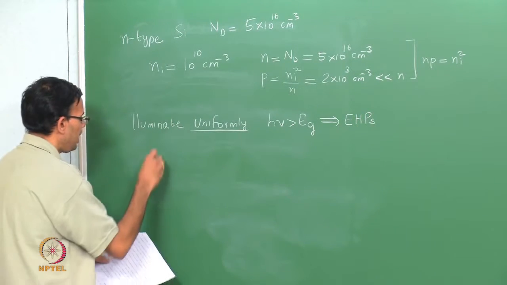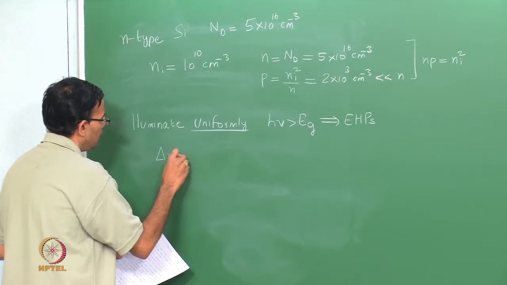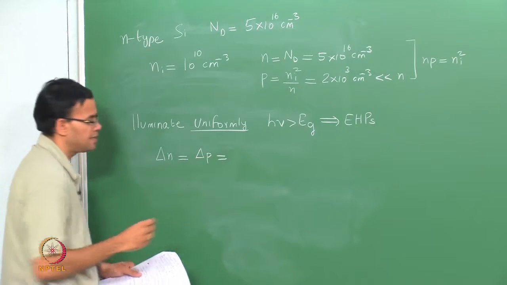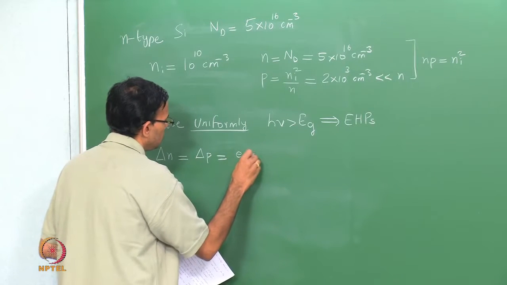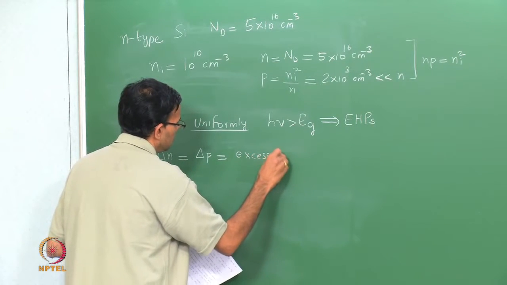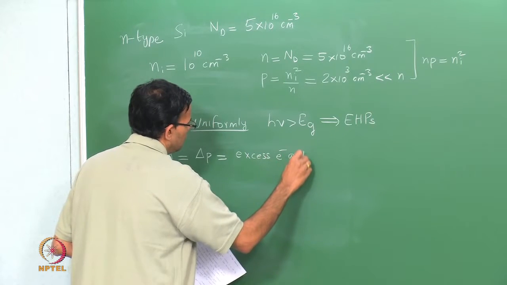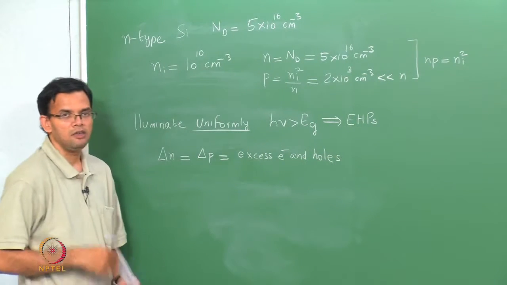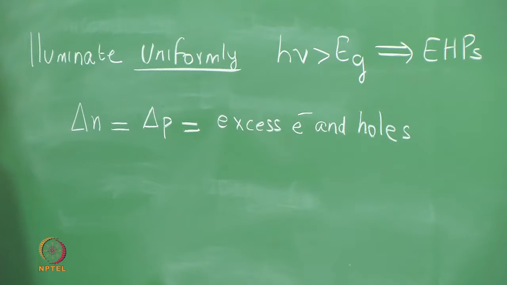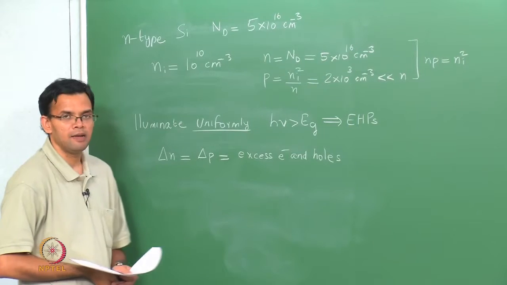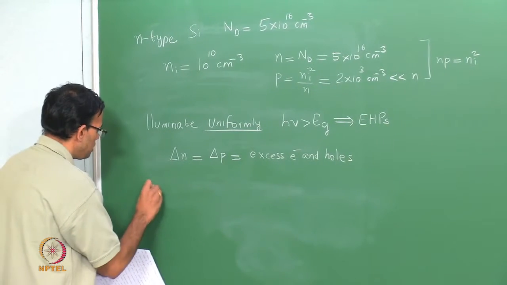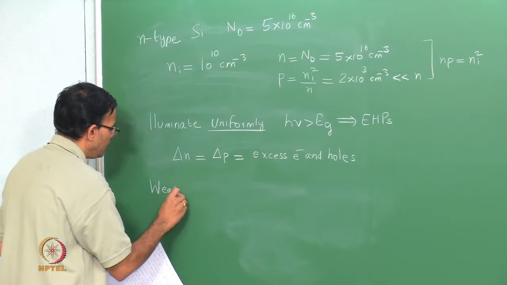So, let delta n and delta p be the excess electrons and holes, and these are equal because really you have an electron and a hole pair being created at the same time. So, delta n and delta p are the excess. We define a condition which we call weak illumination.